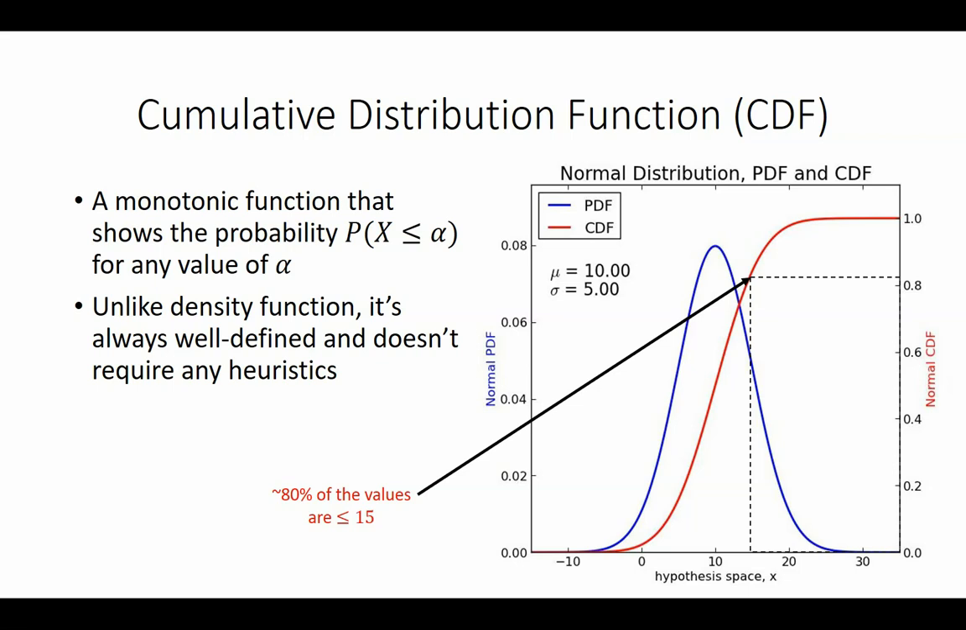The nice thing about it is that, unlike the density function, which requires us to make all kinds of decisions, this is always well-defined and doesn't require any heuristics or decisions. We can just take the data and plot it according to this definition, and we will get this nice-looking curve, which is more compact and conveys all the information about the distribution. In this example, you can see in blue the density function of some Gaussian distribution, and in red the CDF of the same distribution.